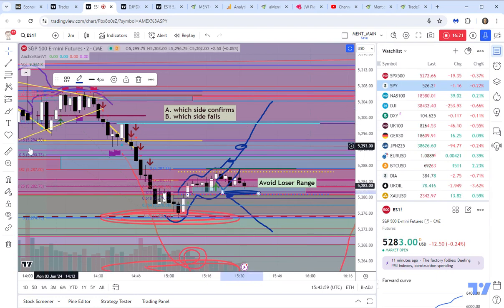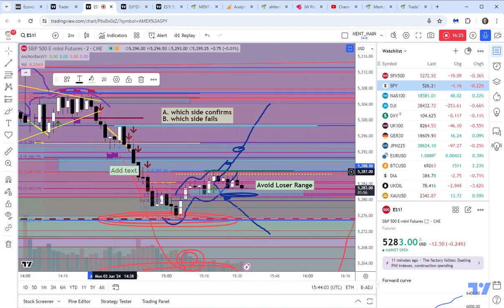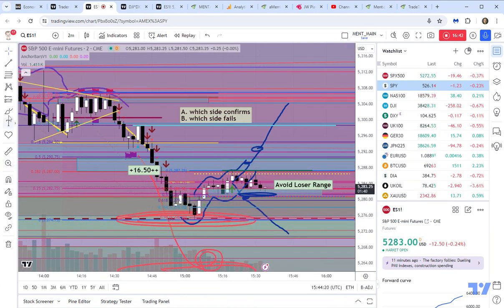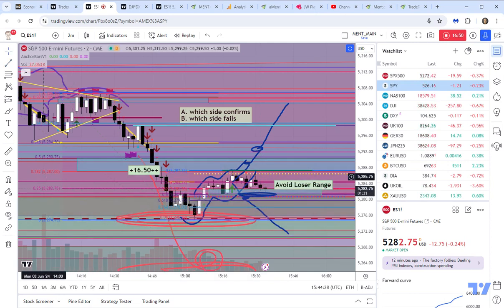So you caught basically 16 points here, 16.50 plus in that downtrend per contract basically. And now we're looking at potentially getting stopped out right here. So this would be from a scenario of here to here. This would be a 4.5 point loss. So we'll see what happens here.